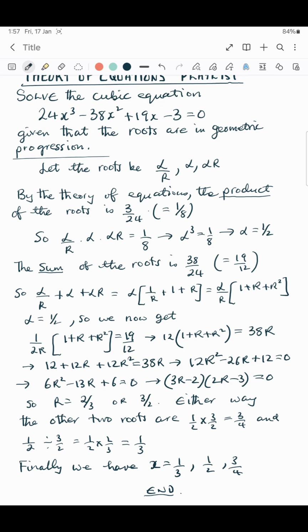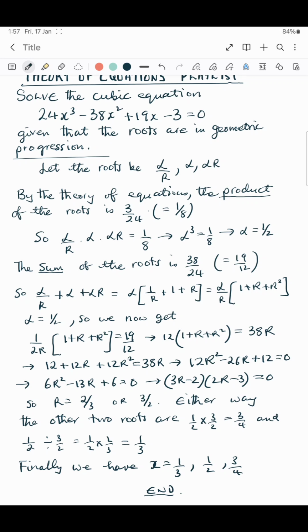So let the roots be alpha over r, alpha, and alpha r. Those three are in geometric progression, the common ratio being r.